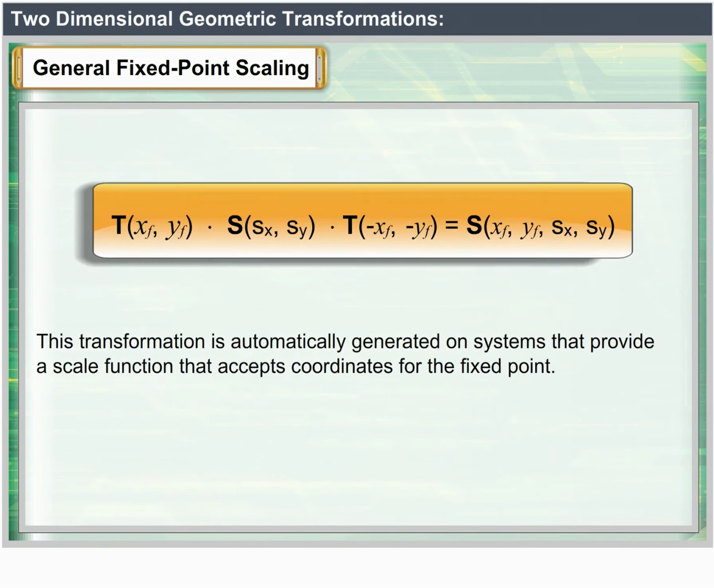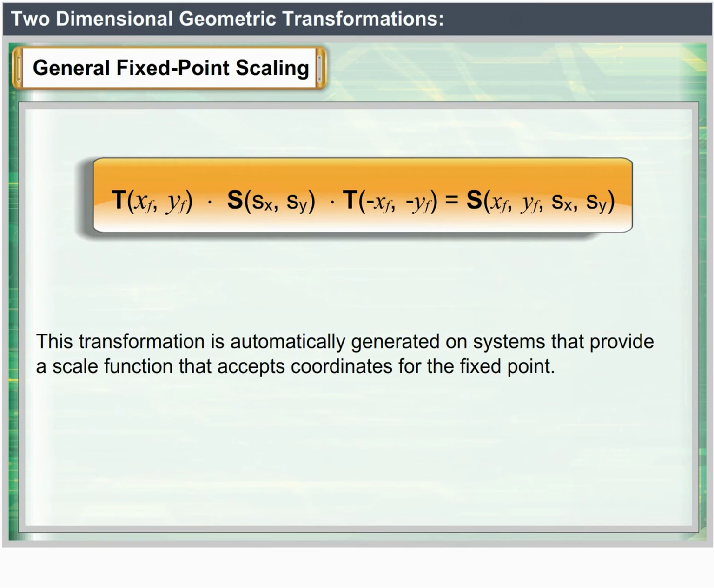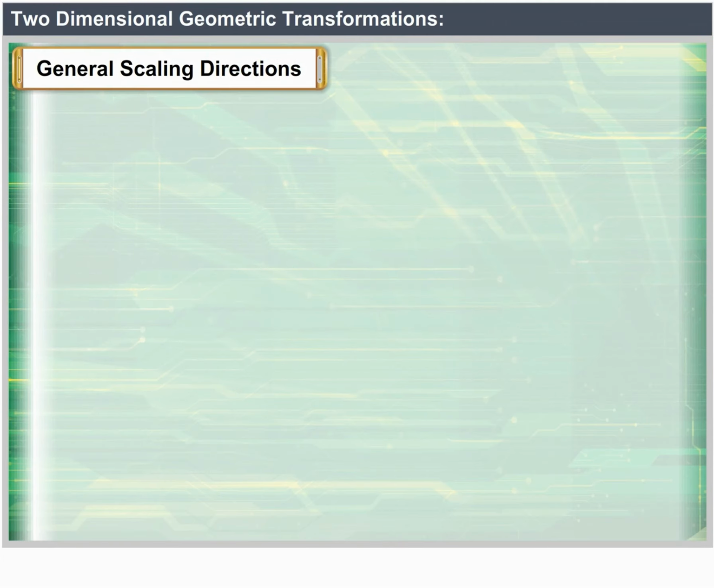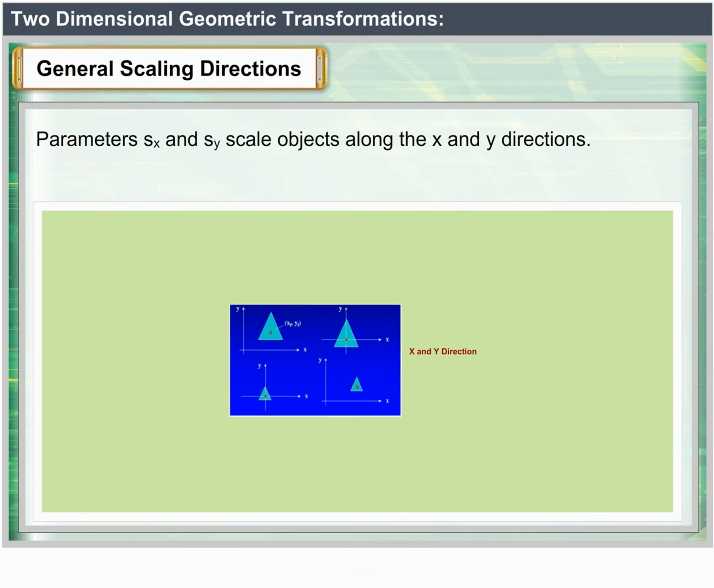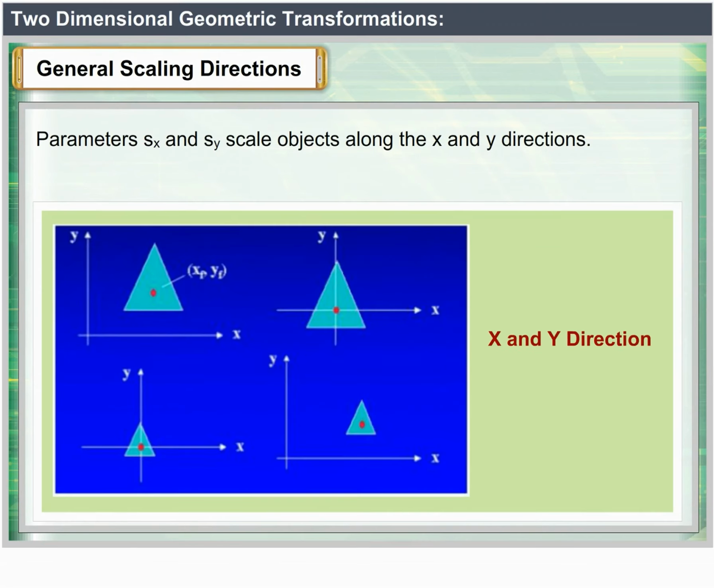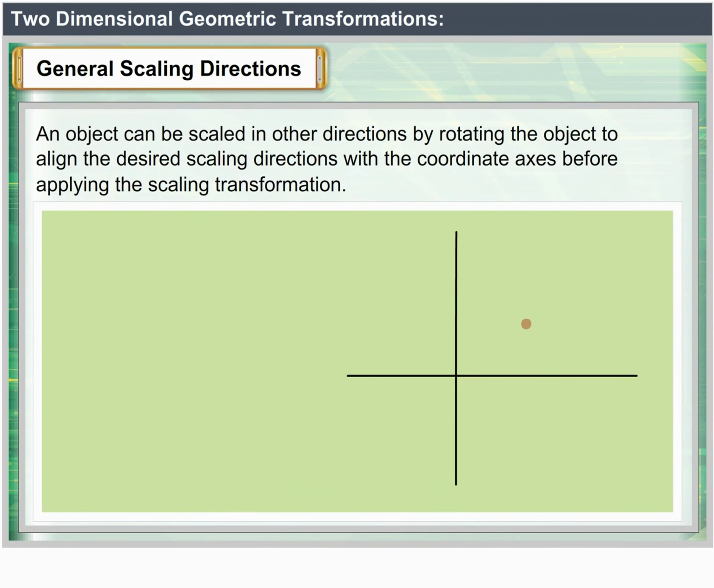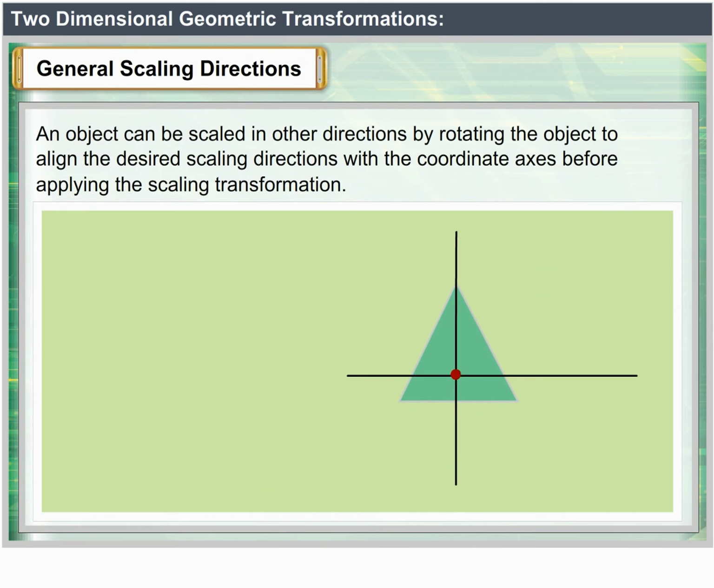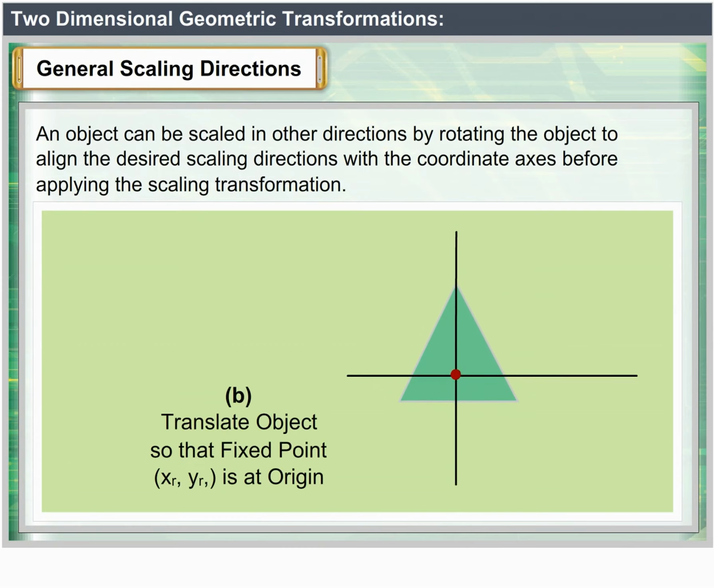General scaling directions. Parameters sx and sy scale objects along the x and y directions. We can scale an object in other directions by rotating the object to align the desired scaling directions with the coordinate axes before applying the scaling transformation. Suppose we want to apply scaling factors with values specified by parameters S1 and S2 in the directions shown in this figure.